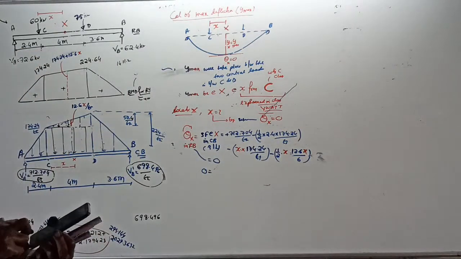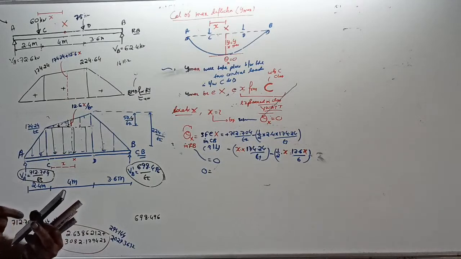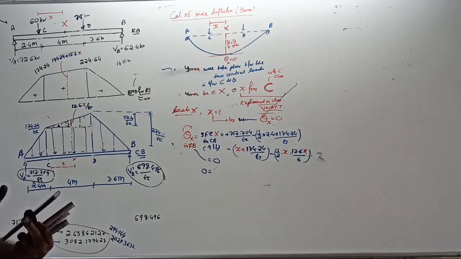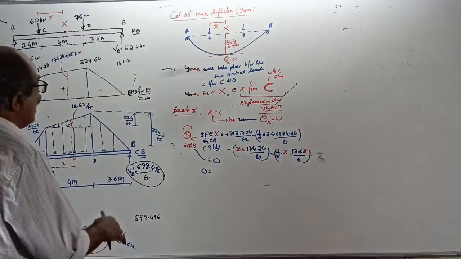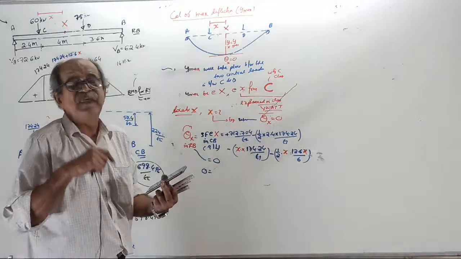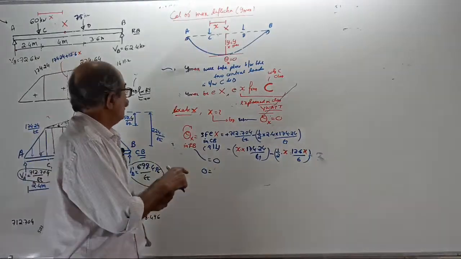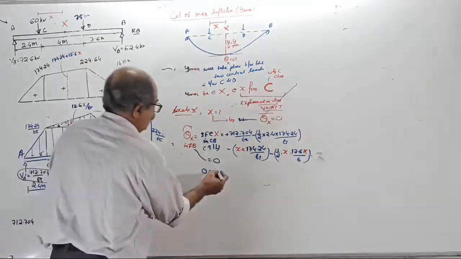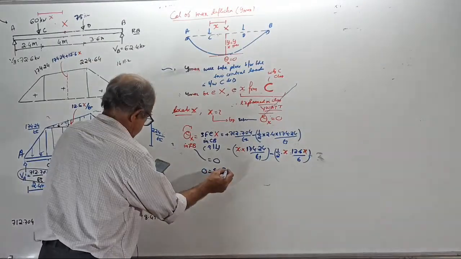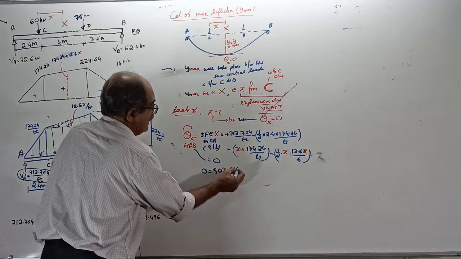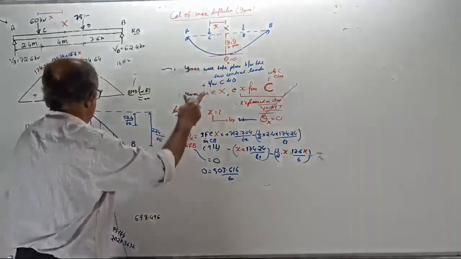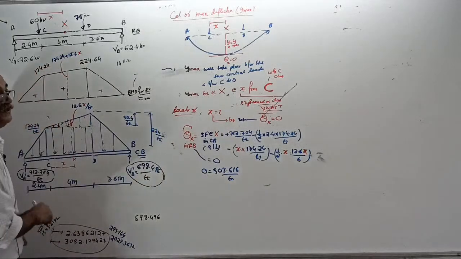I want that answer. I will tell you what trick I am applying also. I will never do this way. You have seen me, I got that x value without writing anything. 712.704 minus that equal to 503.616 by EI. Actually, that is the slope at C. Sorry, that is the slope at C.